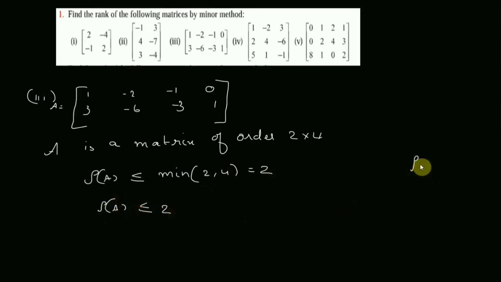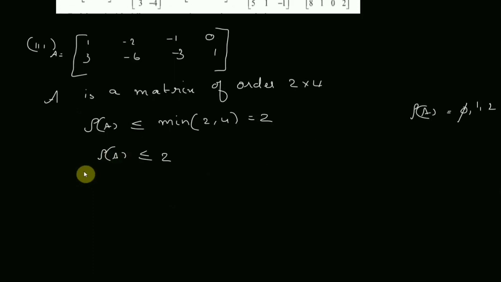So that means rank of A is either 0 or 1 or 2. It is not 0 because this matrix A is not a 0 matrix. So we have to check first whether it is 2, the highest order we have to check. So the highest is 2. There are so many 2 by 2 minors in this, so we have to check whether at least one non-zero 2 by 2 minor exists. So let us take this: 1, -1, 0, -3, 1.